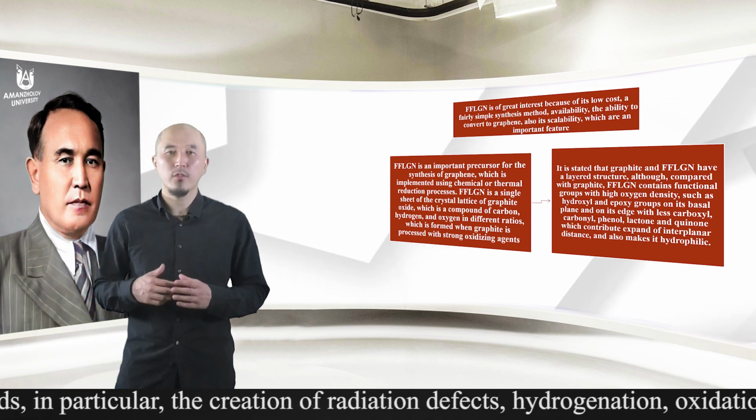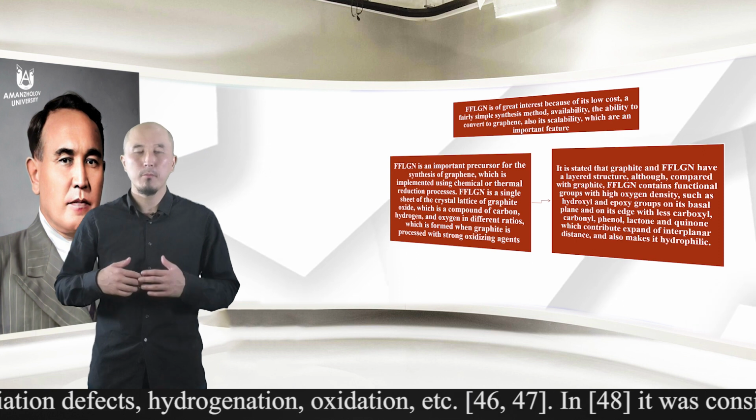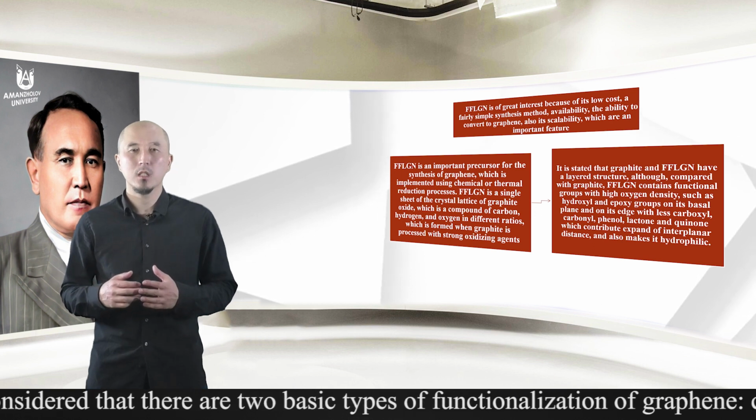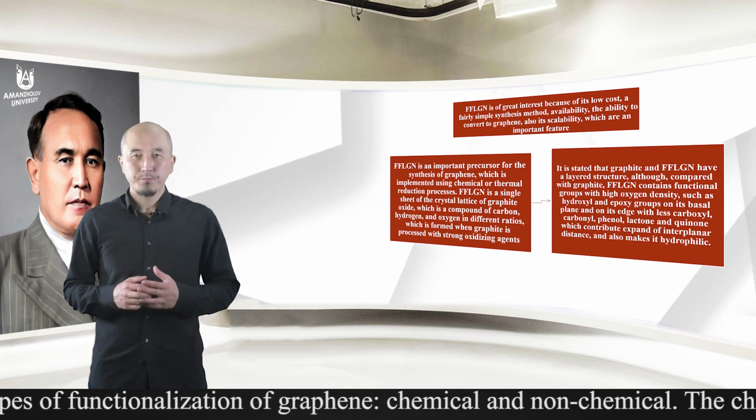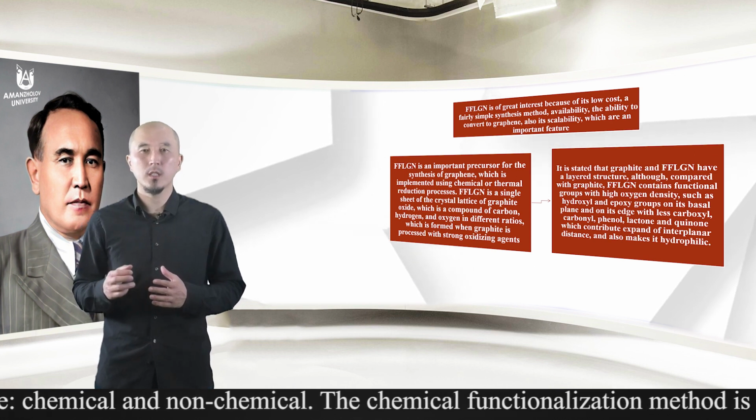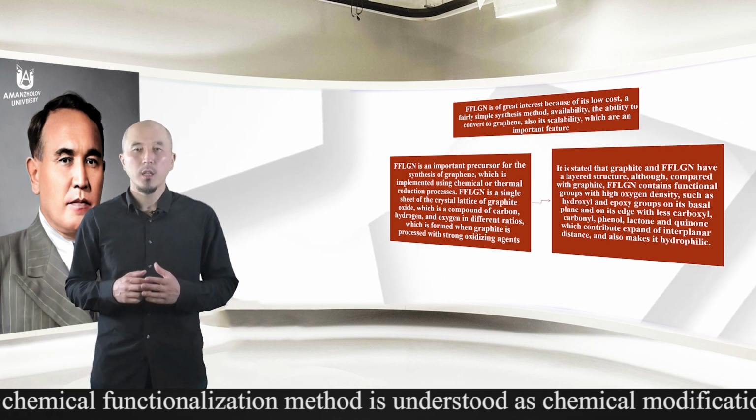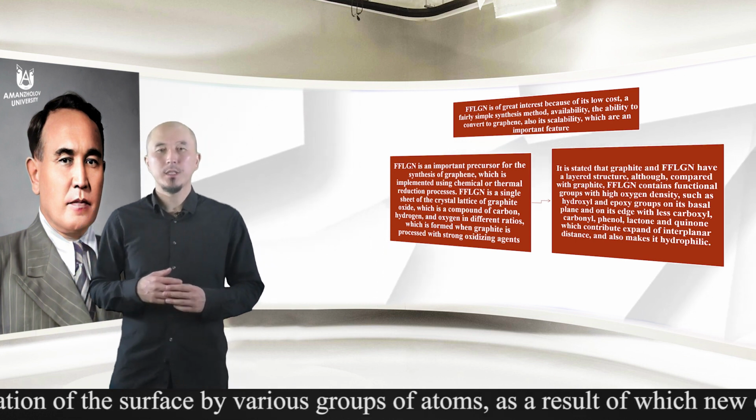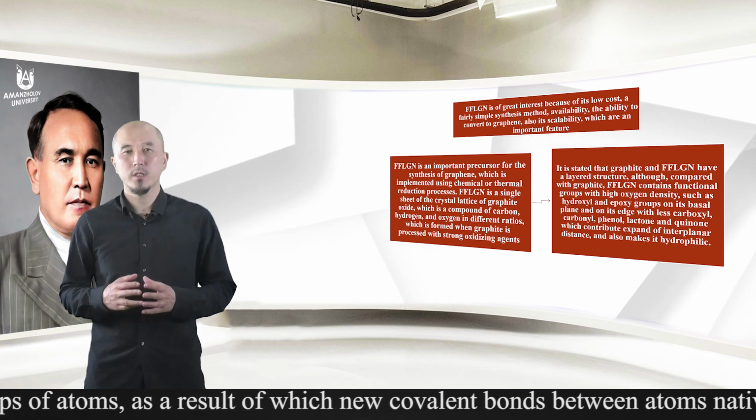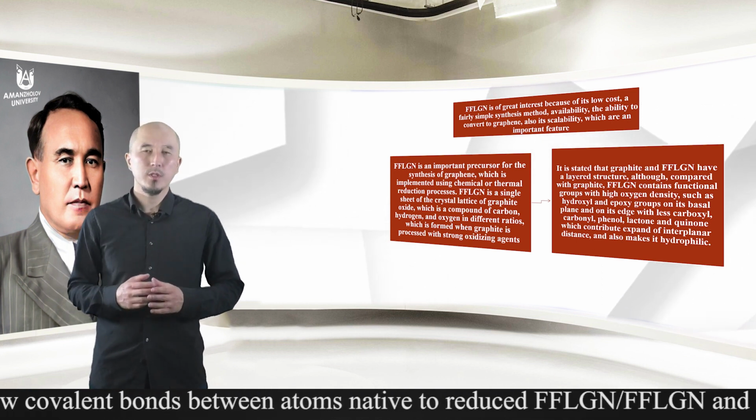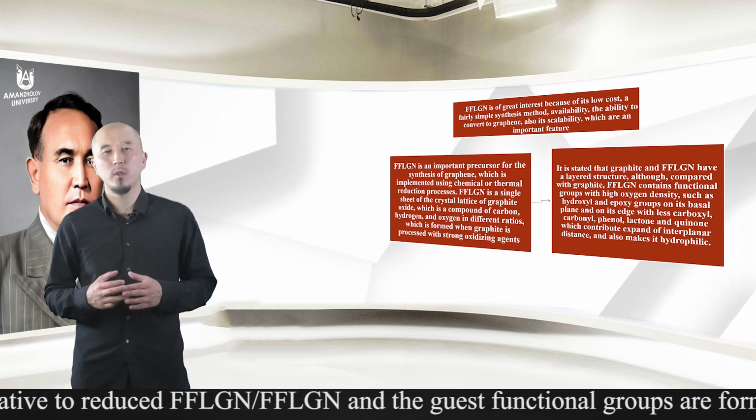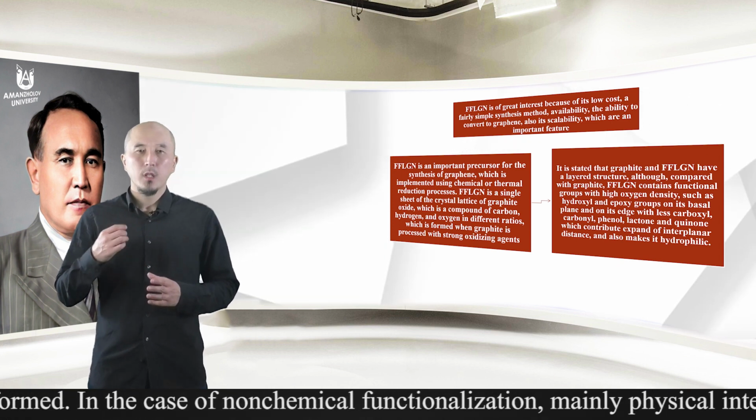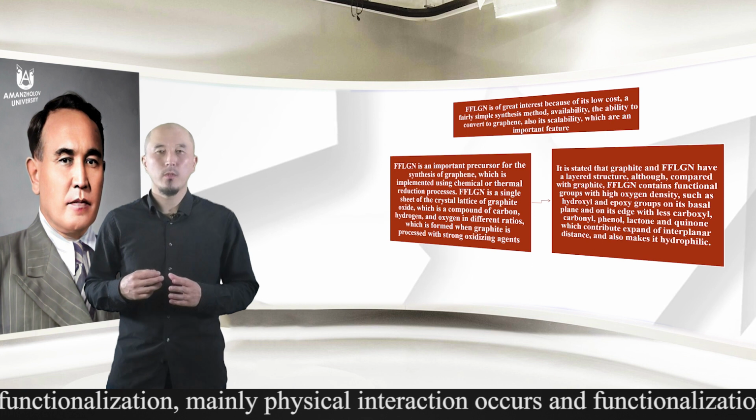Today, functionalization of graphene can be carried out by various methods, in particular the creation of radiation defects, hydrogenations, oxidations. And it was considered that there are two basic types of functionalization of graphene, chemical and non-chemical. The chemical functionalization method is understood as chemical modification of the surface by various groups of atoms, as a result of which new covalent bonds between atoms native to reduced FFLGN and the functionalized groups are formed.